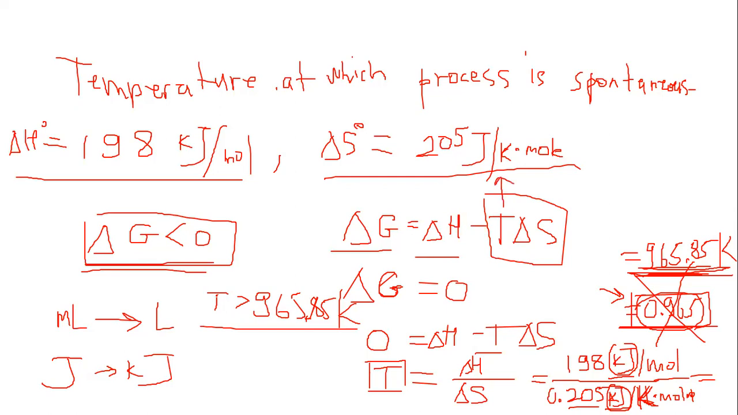So if you have T higher than this, because when we have a high temperature, T delta S is high, and delta G is lower. Did you understand or not? It's the opposite direction in this case. So if you have less than this temperature, then the process will not be spontaneous.